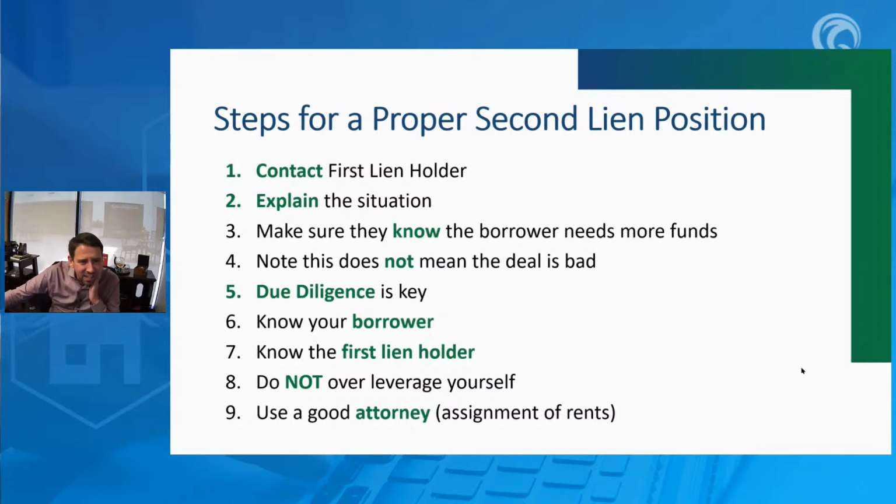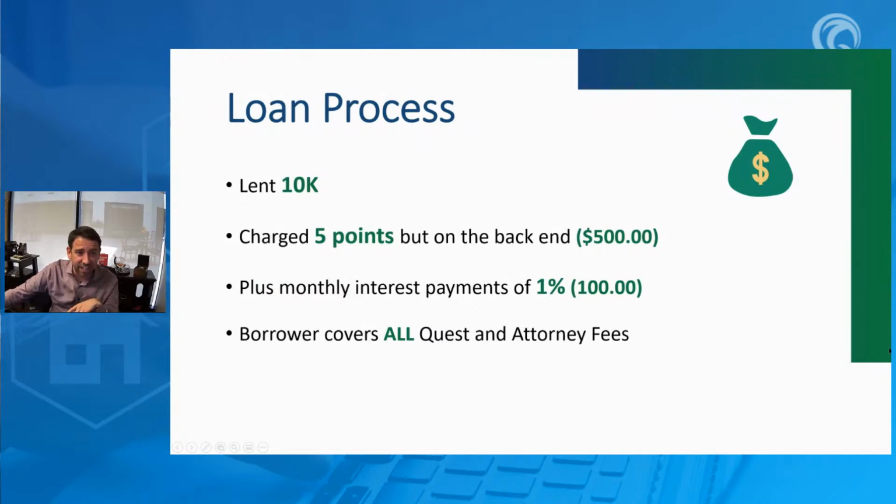But some of you guys go, man, I don't want to pay those attorney fees. Well, let's look at what that looks like. Overall, the loan process was $10,000 is what Mitch lent. He charged 5 points. That seems like a lot of points, but when we do the math on it, the 5 points was only $500. In addition, he told the borrower that he could pay the points on the back end because he knew the borrower needed the money today. Plus, the borrower also had to pay a monthly interest of 1% for every month he held the money. So it's $100. Not bad.